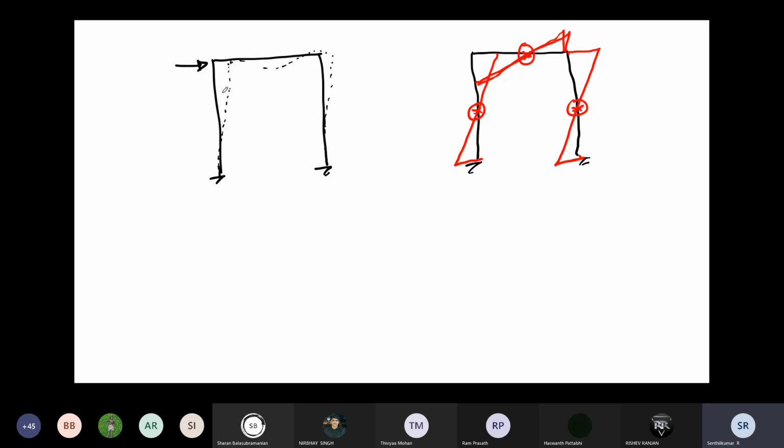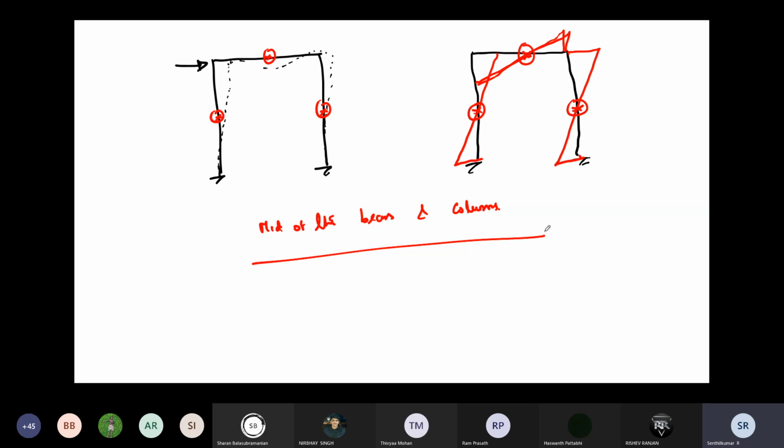So what I can do is I can assume hinges on all the beams, mid of the beams and columns. When I'm doing that, I'm going to make my frame a determinate frame. How can we do that?